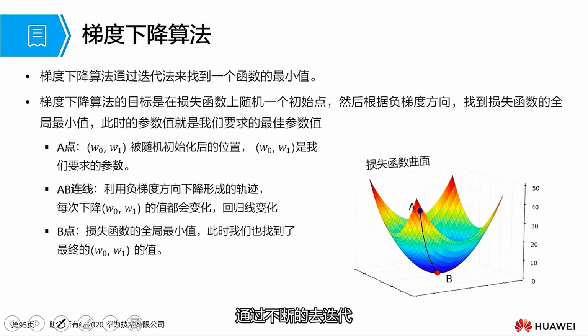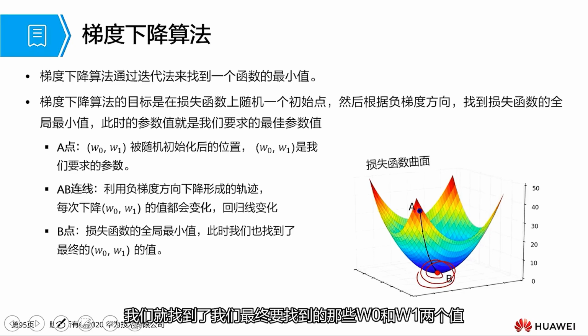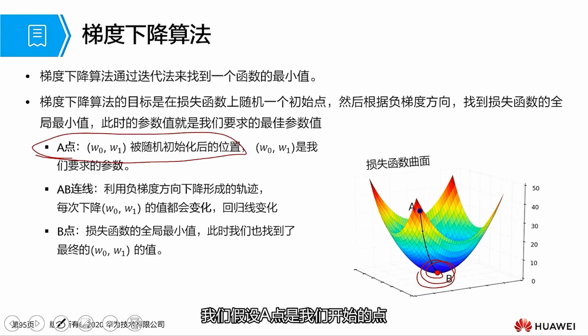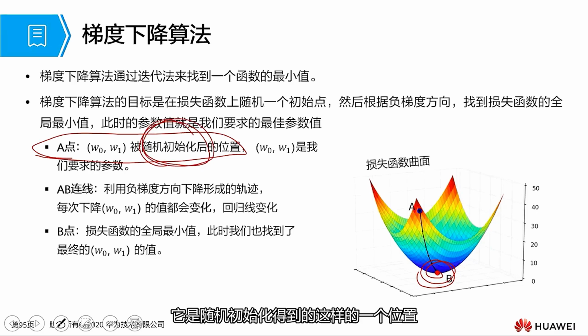At the beginning, how should we start this iterative algorithm of ours? Very simple. We assume point A is the starting point. It is a position obtained by random initialization. Like this. Random, any position. Is it possible that what you call random is actually over here? It could be either way. This point is just the position we randomly initialized.